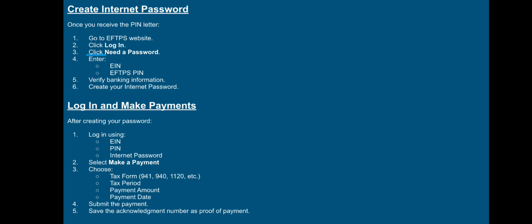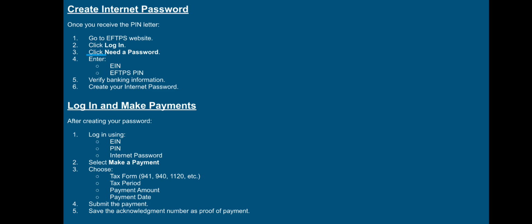Once you have the PIN, you already have the EIN and you have set up the internet password as well. Then you just have all the details. You have to enter all the details into the website, click on login, and you will be in the EFTPS website to make the federal payments.